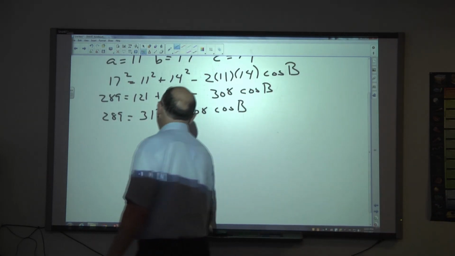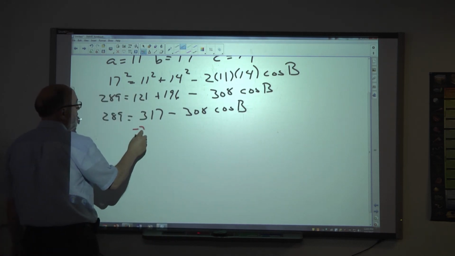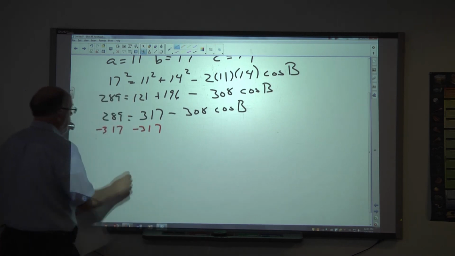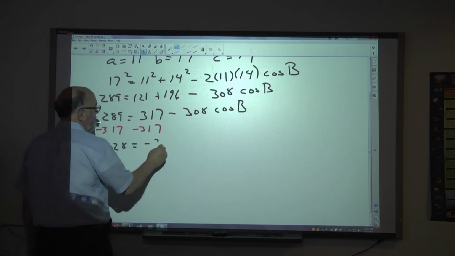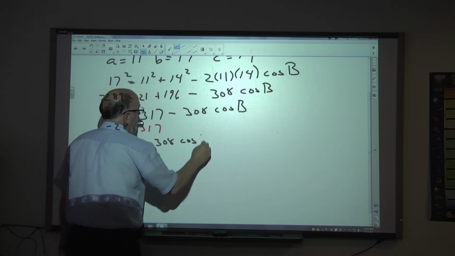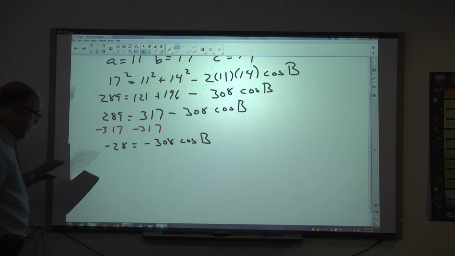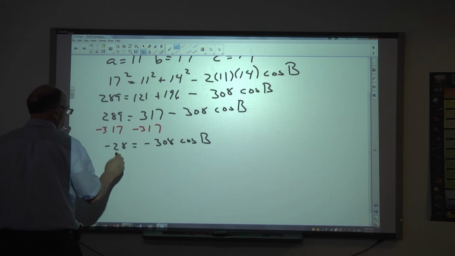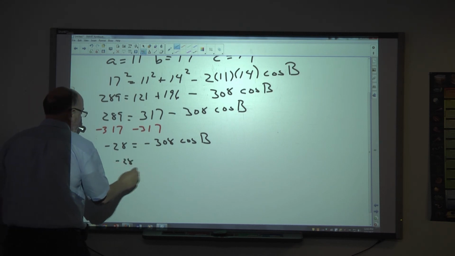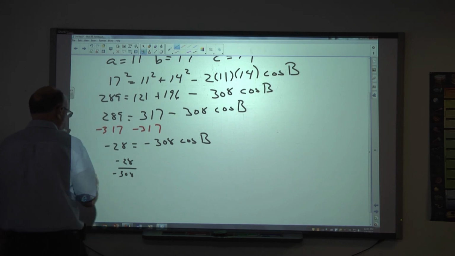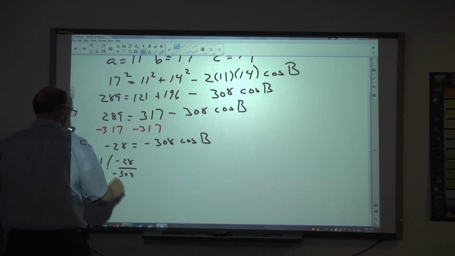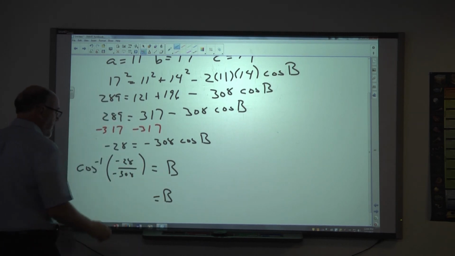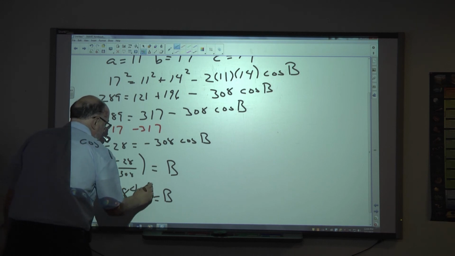So we're going to keep on working this, and we're going to solve for B. The next step is we need to bring 317 to the other side. So negative 28 equals negative 308 cosine of B. And then the next step is we want to divide and take the inverse cosine. And so we have negative 28 over negative 308, and we're going to do the inverse cosine of that. This is going to give us angle B. And so angle B ends up being 84.8 degrees.